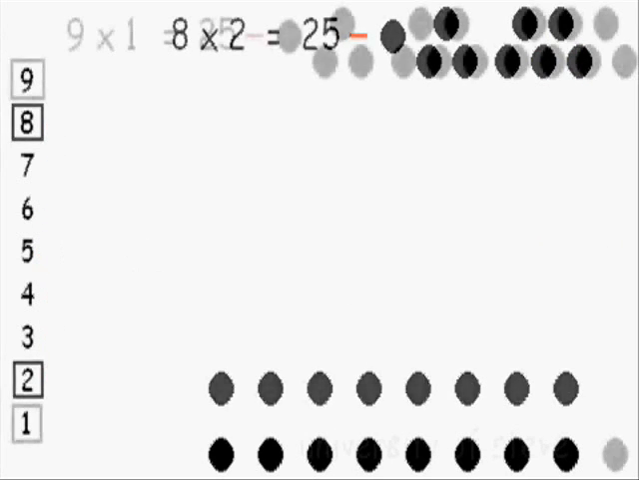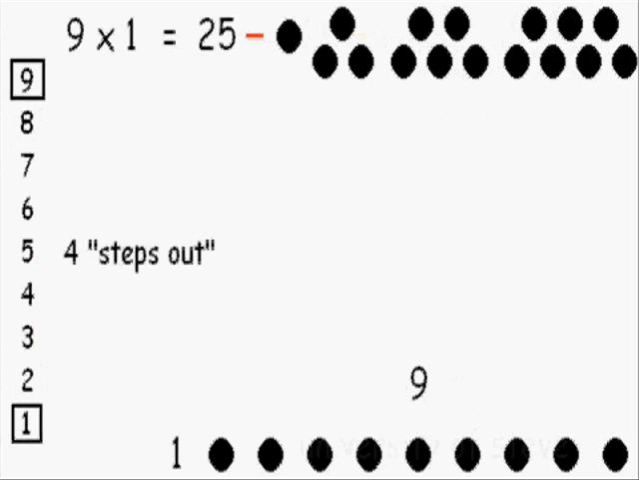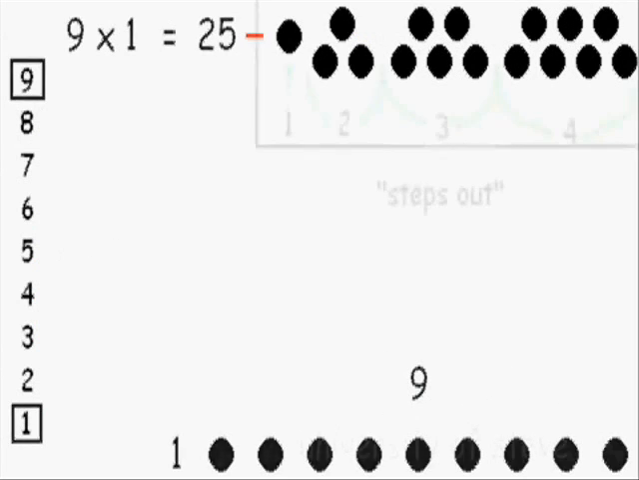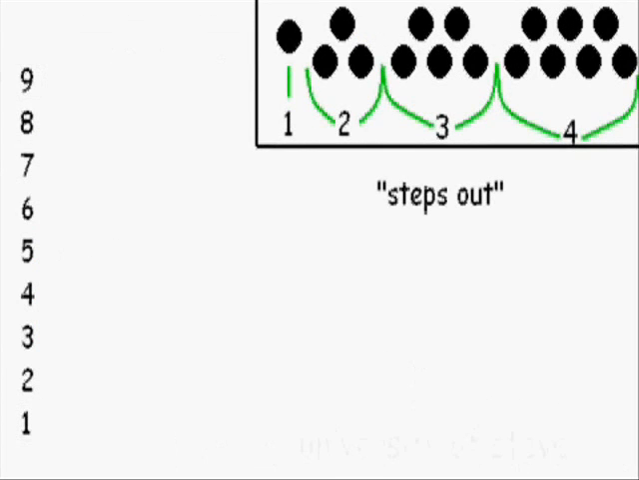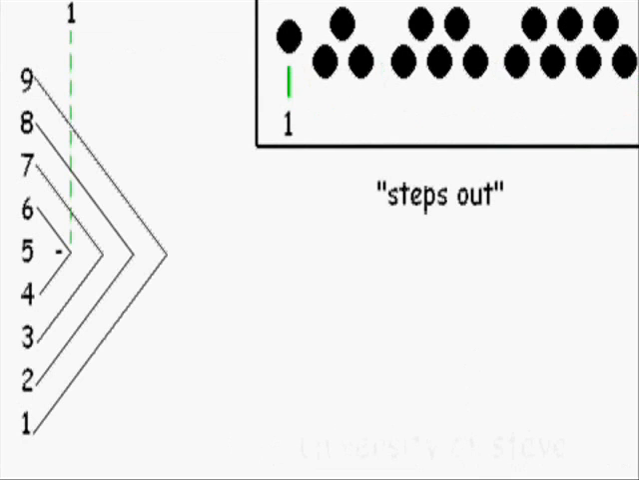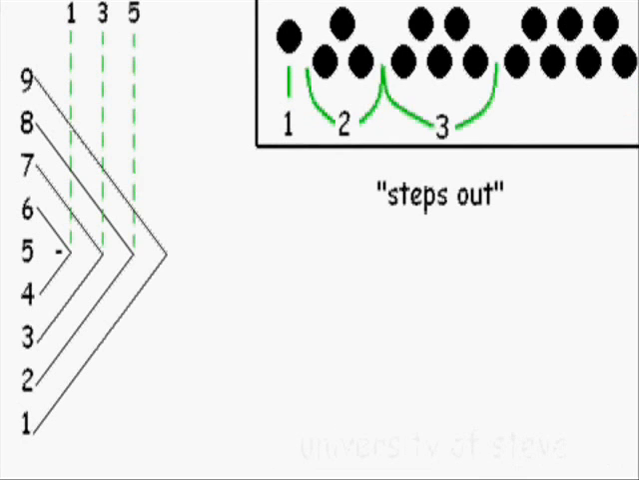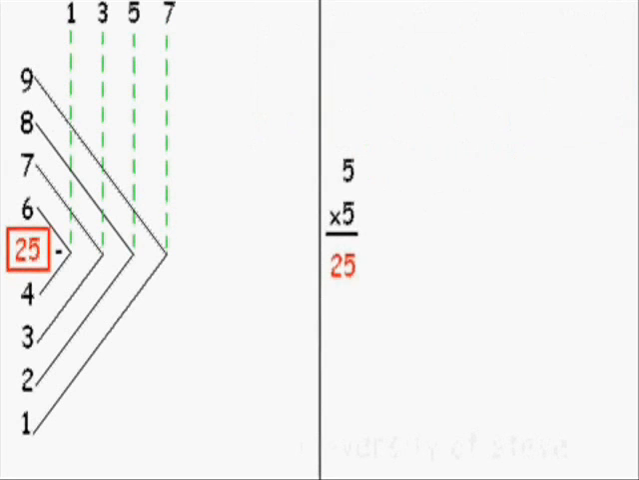Here's where it'll get fun. 9 times 1 is 4 steps out. You probably saw that coming. Now if you notice the pattern, you'll see that every step is another odd out. First we had 1, then we had 3, then we had 5, then we had 7. Knowing this will be really handy, and all we have to know is 5 times 5.